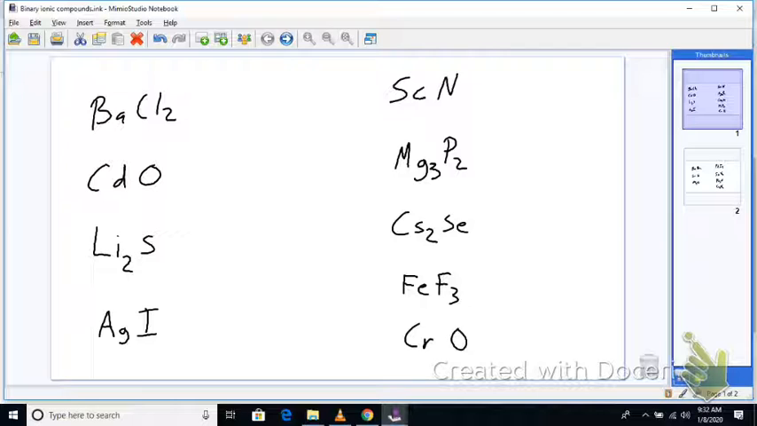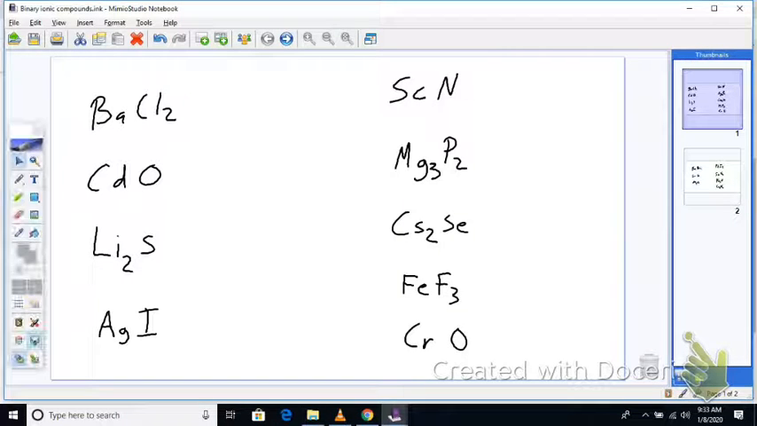Okay, so what we named this is binary ionic compounds. Really simple way to describe it. It's binary ionic compounds.